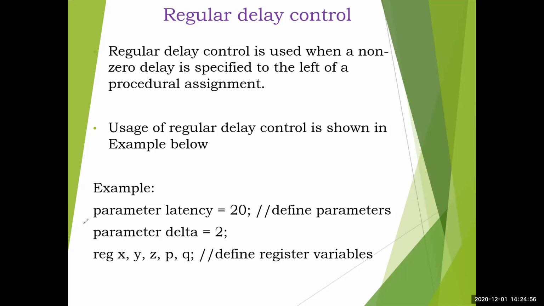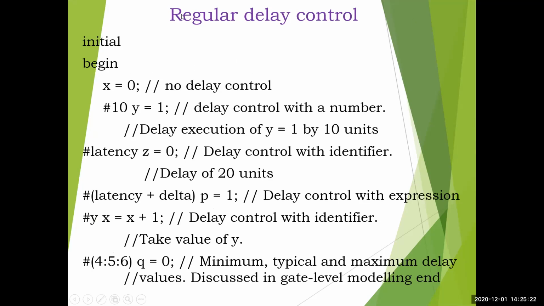So parameter latency. Parameter is a data type, right? Global constant. It is defining a variable latency which is equal to 20. Similarly, parameter delta equal to 2. And along with that, there are some variables also declared: x, y, z, p, q. Now we will use this in programming. So we'll write an initial block. Note down whatever I'm saying. Pause the video and note it down. Okay, simply just listen.